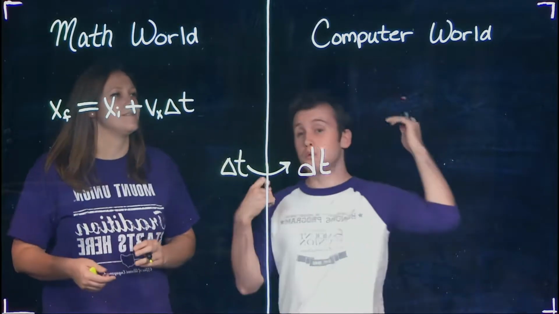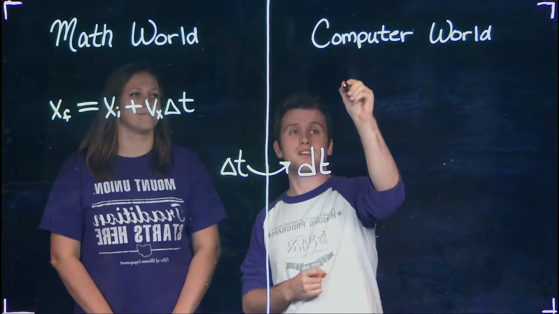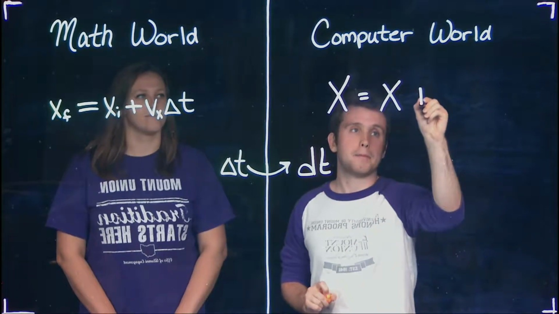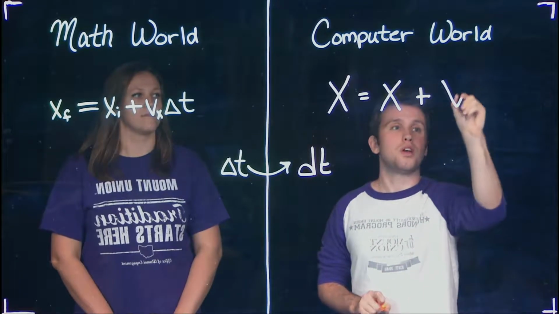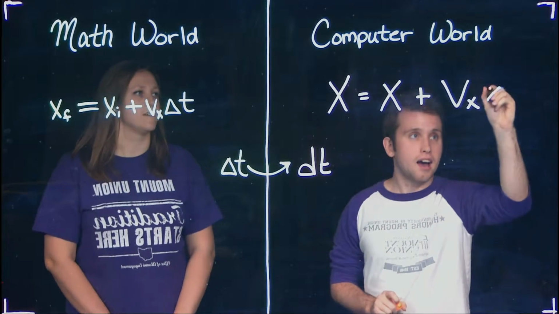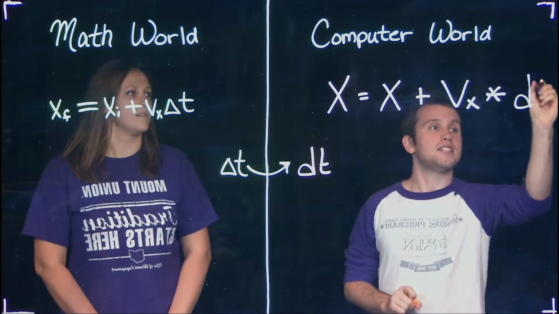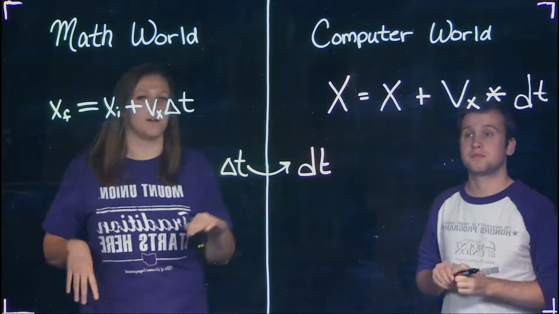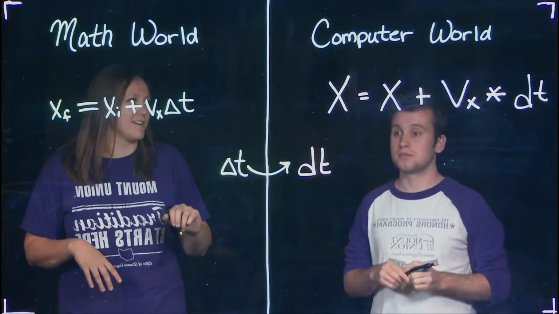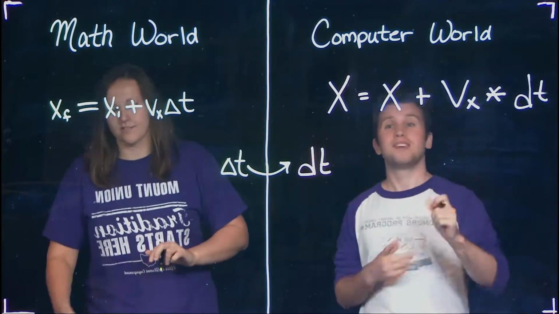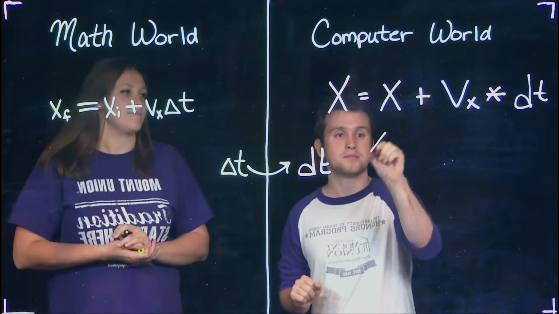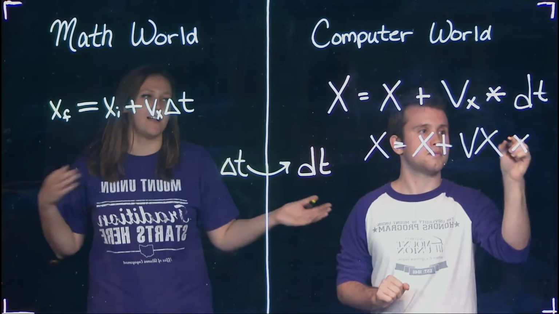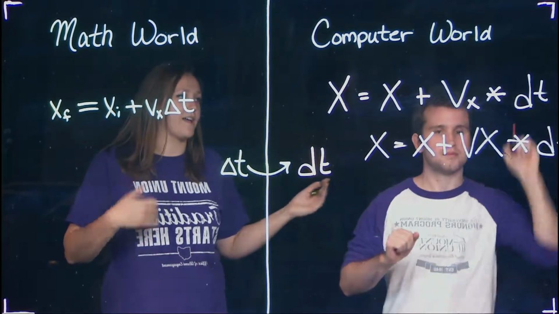So, to explain this to the computer, we're going to start out with this. Our final x equals our initial x plus this old vx asterisk dt, which is just the times. And make sure your vx is not a subscript, that's a regular x there. So it's going to look more like this, because this way our computer can tell the difference between a vx and vy.